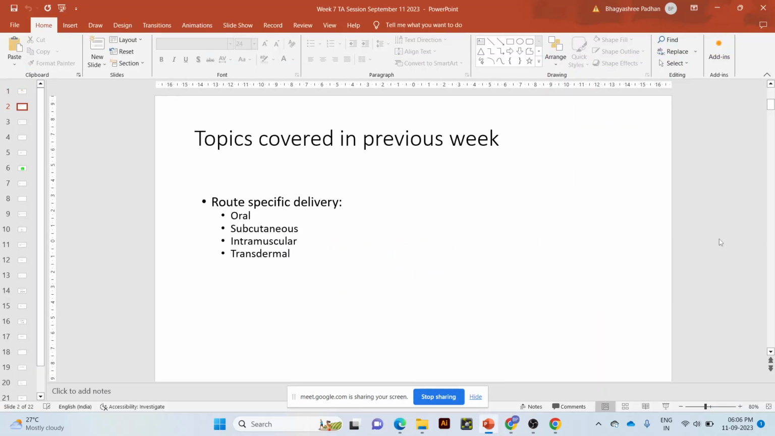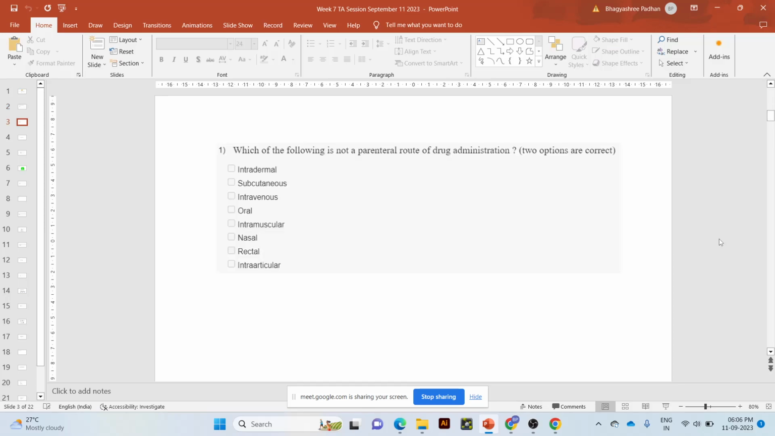In the previous week, the topics that were discussed were route-specific delivery, that is oral, subcutaneous, intramuscular, and transdermal. And now we'll move on to the assignment problems. So this is the first question. Which of the following is not a parenteral route of drug administration? You have to select two options that are correct. The options are intradermal, subcutaneous, intravenous, oral, intramuscular, nasal, rectal, and intraarticular.